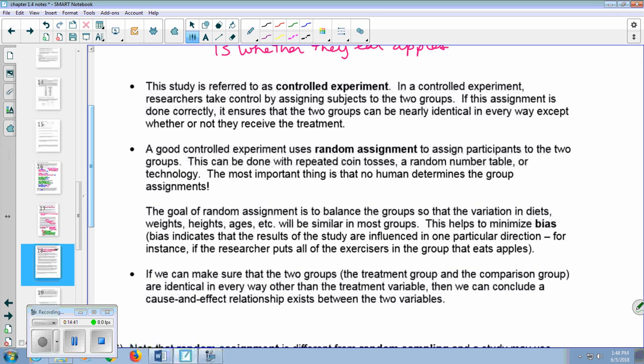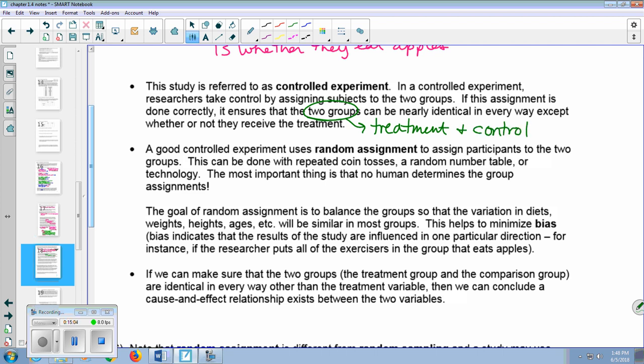In a controlled experiment, researchers take control by assigning subjects to the two groups. This assignment is done correctly. It ensures that the two groups can be nearly identical in every way except whether or not they receive the treatment. In this case, again, the treatment is the apples. And your two groups again are the treatment group and the comparison or control group.